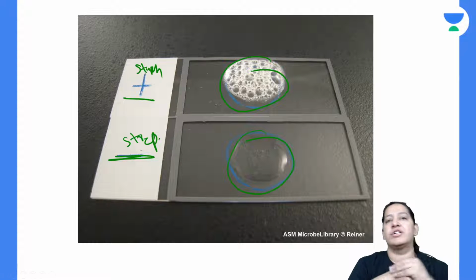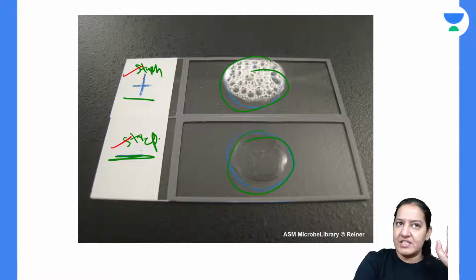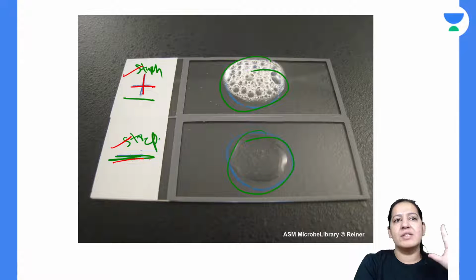Give me a thumbs up if you got it. So what is Staphylococcus? What is Streptococcus? Staphylococcus is catalase positive, Streptococcus is catalase negative.